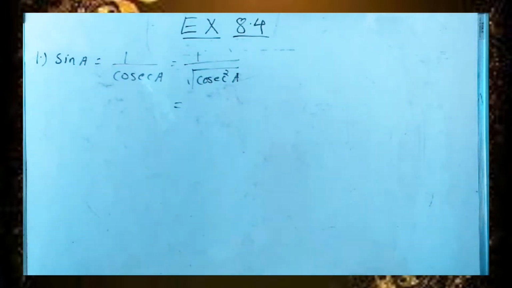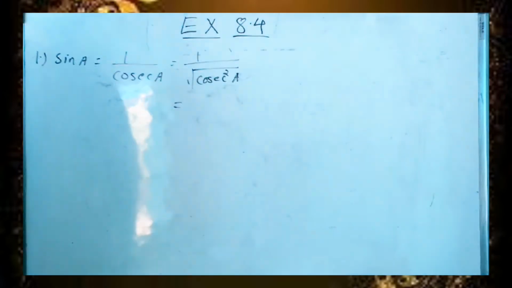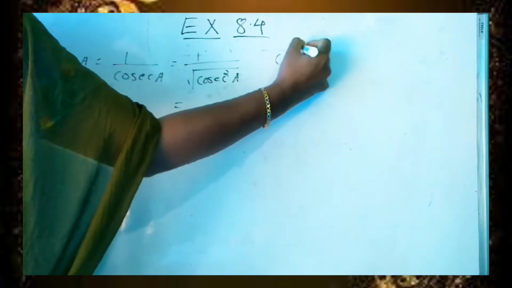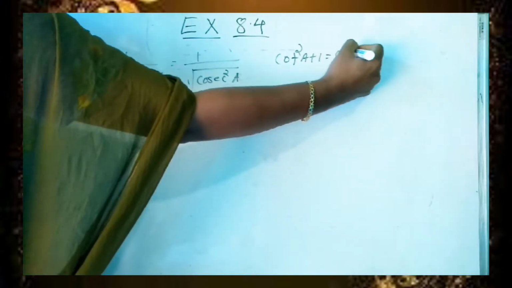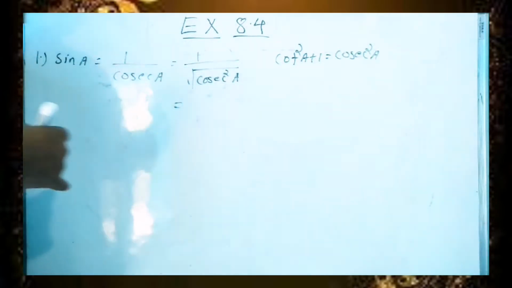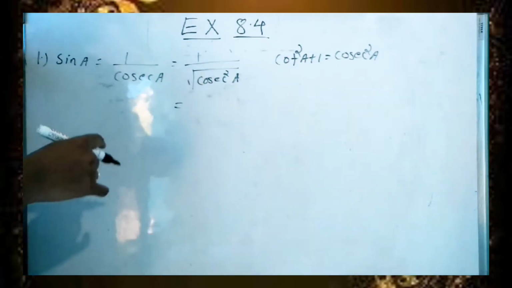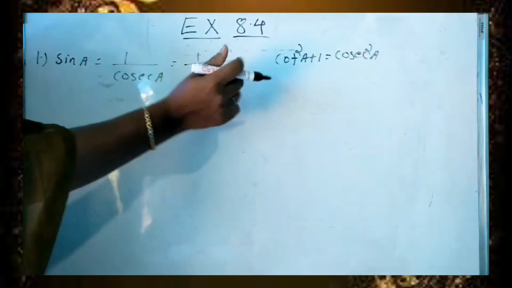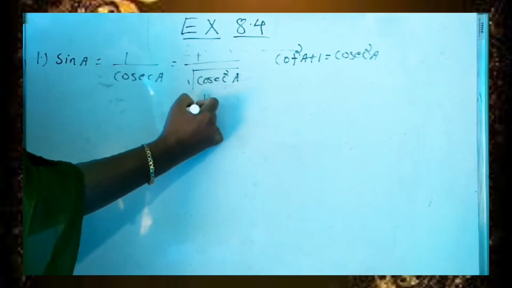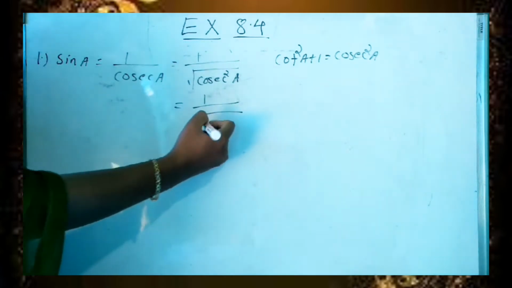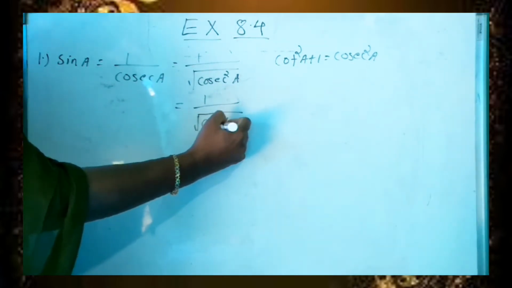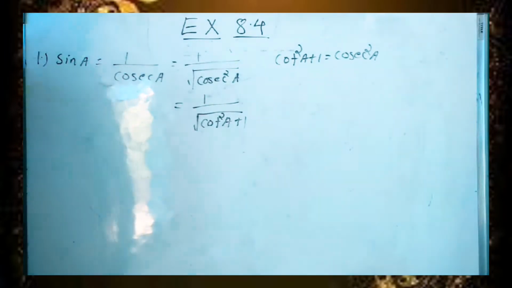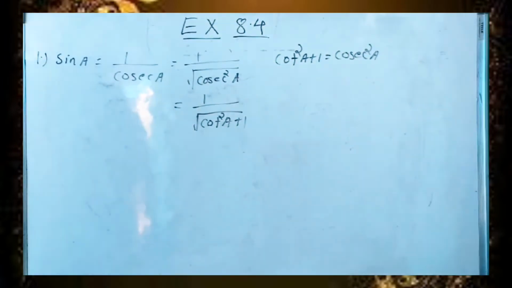We have one identity in terms of cosec and cot, that is cot square A plus 1 is equal to cosec square A. That is our third identity. So I am going to replace this cosec square A by that identity. So sin A in terms of cot A is 1 by square root of cot square A plus 1.